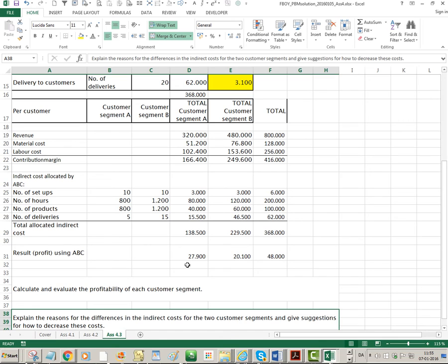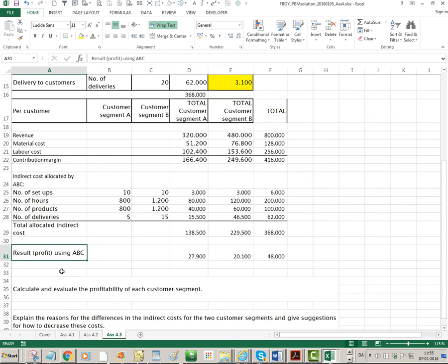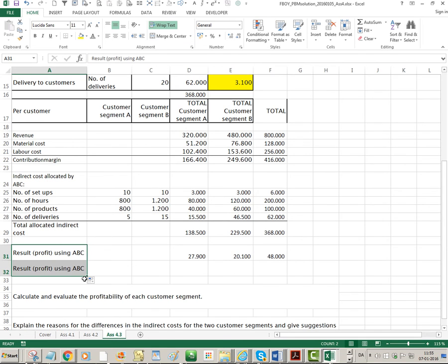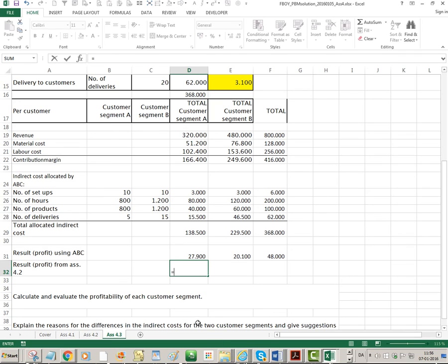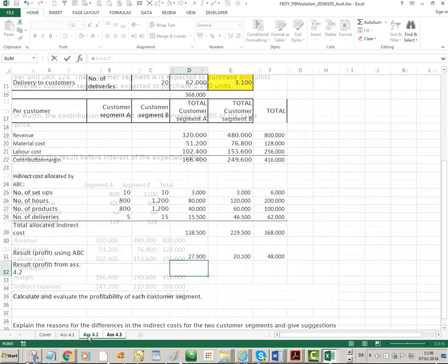We could make the comparison here. Result profit from assignment 2, in other words from the old system without ABC. Can we just take the number from over there? Yes, I think we can. Yeah, let's just do that.